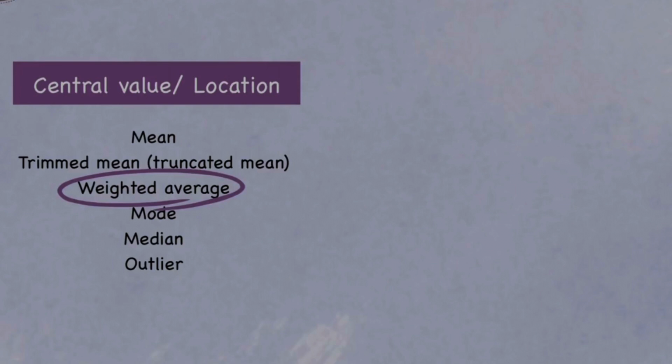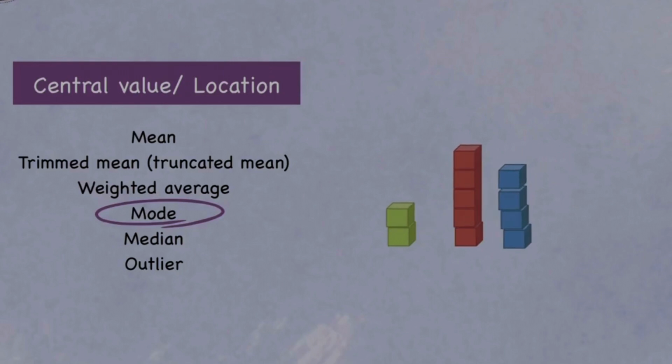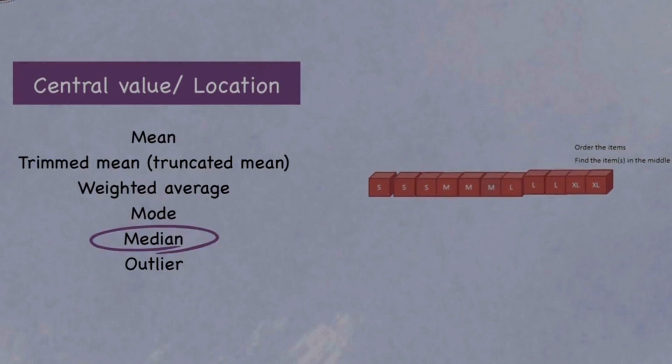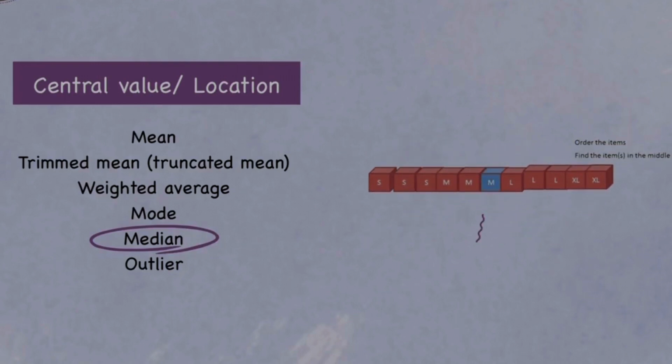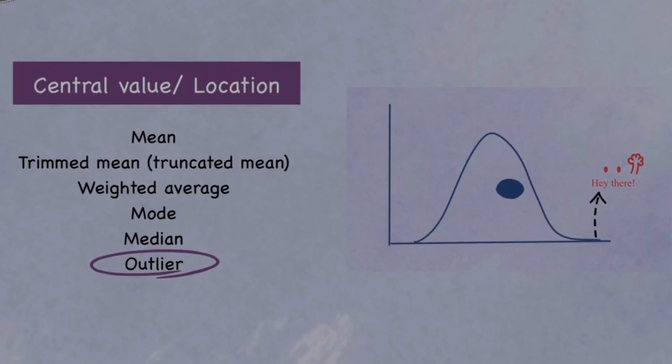For categorical variables, we can't calculate the average, so instead we use the mode. The mode is the value, or values in case of a tie, that appears most often in the data. And we also often look at the median, which is the value such that one half of the data lies above it and the other half lies below it. And lastly, we have the outlier, and as suggested by its name, it is a data value that is very different from most of the data.